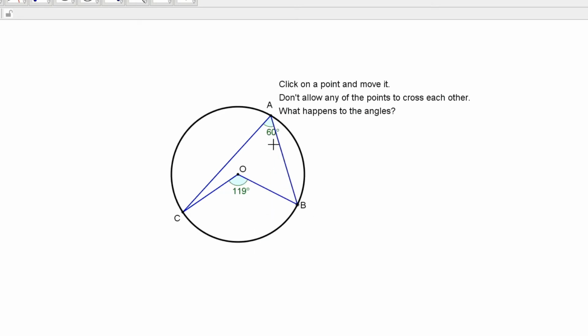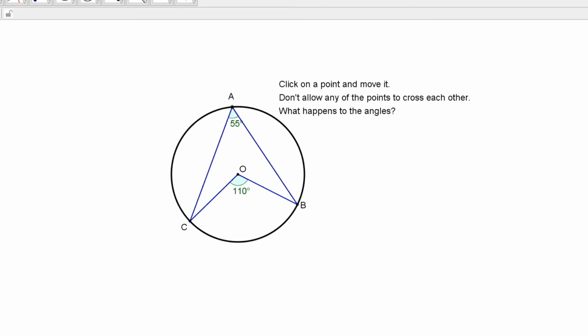And the same applies to this case. Again, this angle is double that angle. Sometimes you may see a small difference, and it's because of the application, the way it's programmed. It rounds off the answers to the nearest whole number, and sometimes it won't be as accurate as it's supposed to be. But in reality, it is. So again, here we can see that this angle is double that angle.